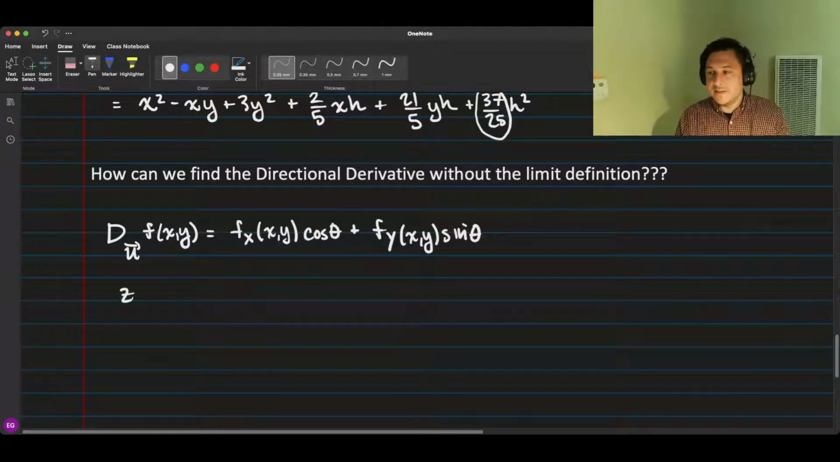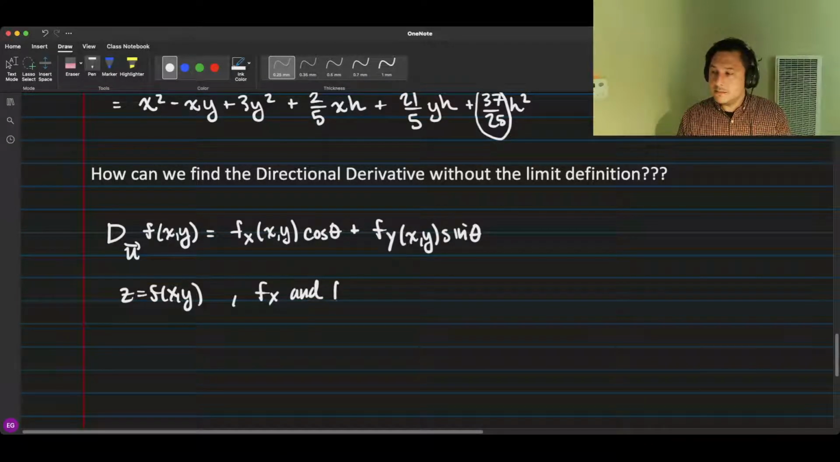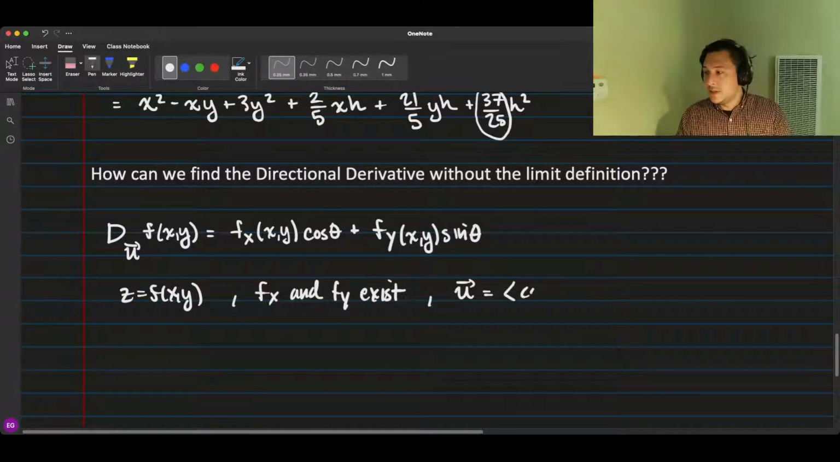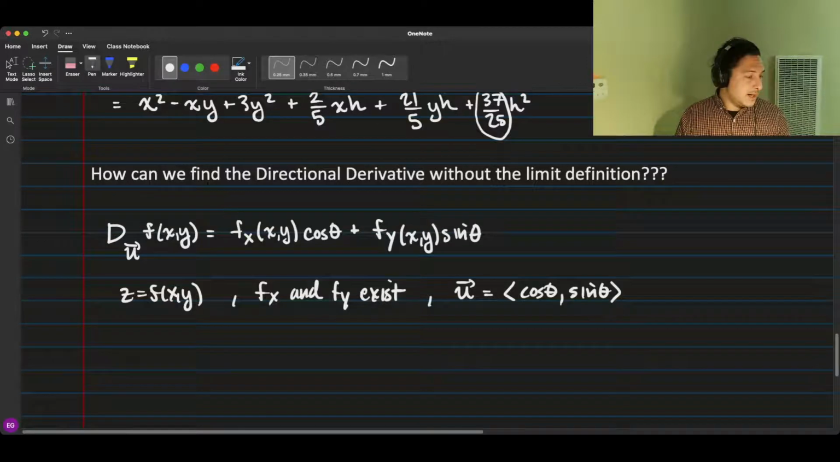This works if you have some function f of x comma y with independent variables x and y. You need those partials to exist. And then you want it in the direction of u, where u is a vector that has components cosine theta, sine theta.